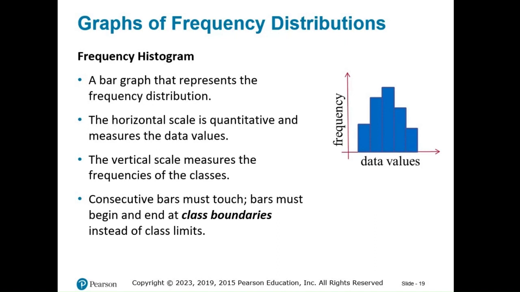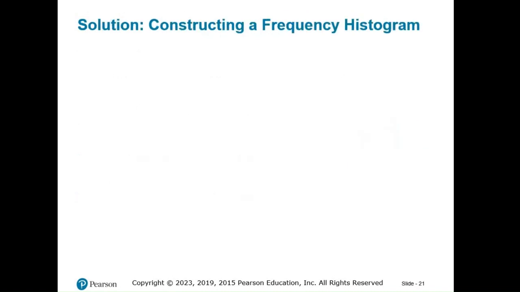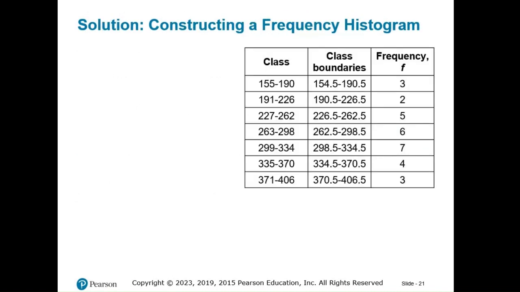This means that bars must begin and end at the same point. We call those points class boundaries. These boundaries are created so that the data being shown on a histogram is continuous. Even though this particular data set has all whole numbers, that is not always the case. To construct a frequency histogram, we must first come up with those class boundaries.